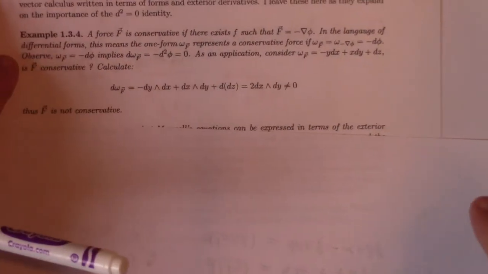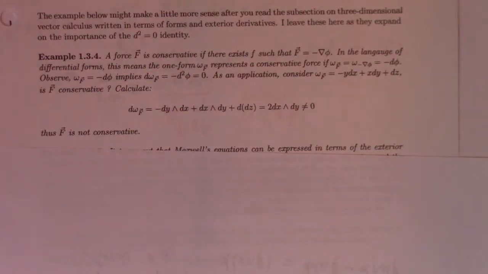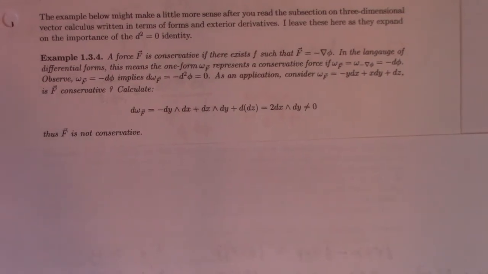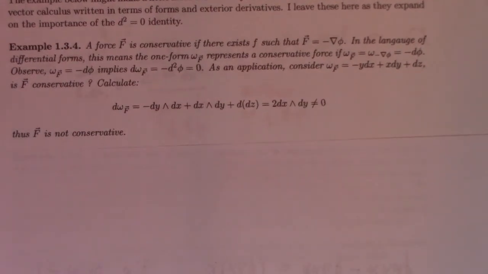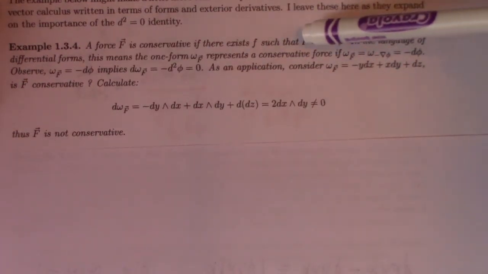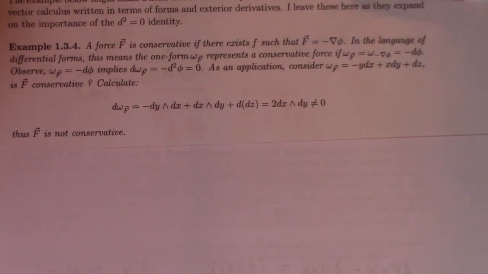So one example here would be this one. A force, right, is conservative if it could be written as the gradient of a potential function, right? Or we write minus gradient of phi in physics to get energy conservation. Now, in the language of differential forms, as I'll discuss more in the next part of this lecture, that really means that the one form corresponding to the force can be written as minus the exterior derivative of the potential energy function, minus d phi.